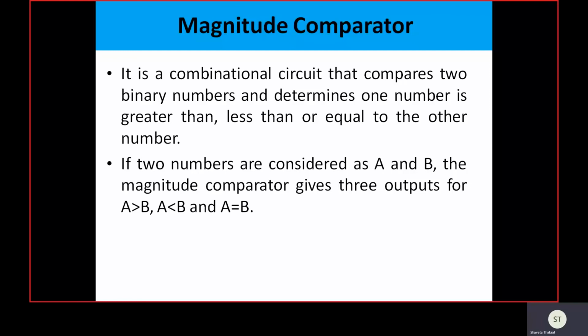What is a magnitude comparator? It is basically a combinational circuit that compares two binary numbers and decides whether one number is greater than the second number, less than the second number, or equal to the second number. Let's say the two numbers are A and B, then the magnitude comparator gives three outputs for the three decisions: A greater than B, A less than B and A equal to B.